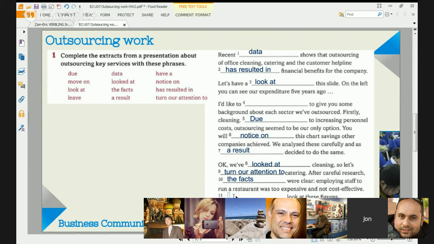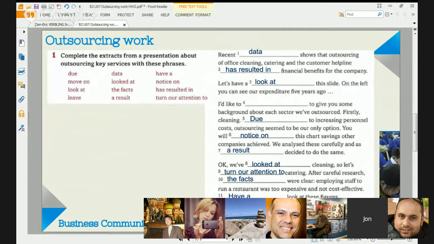What's another way to say it? Let's move on and look at these figures. Have a look. Exactly. Have a look at these figures is right, because we haven't seen have a look yet. Very good. That's it. And back to Paulo for the last one.